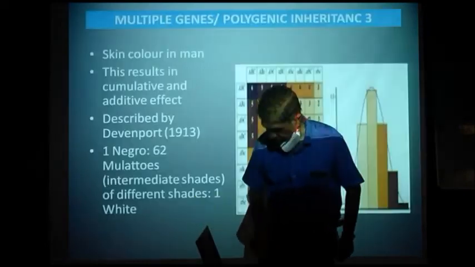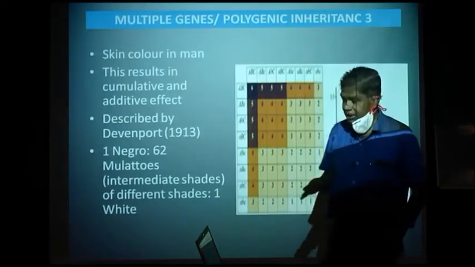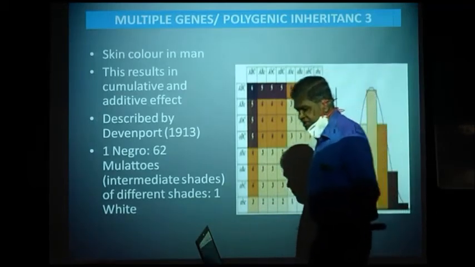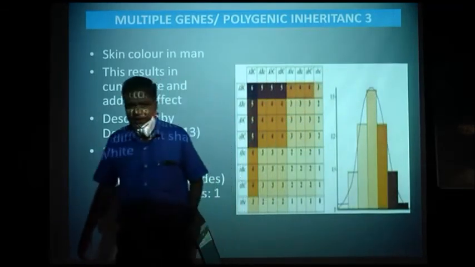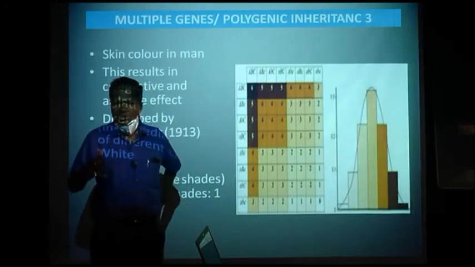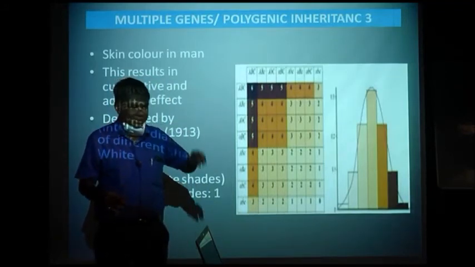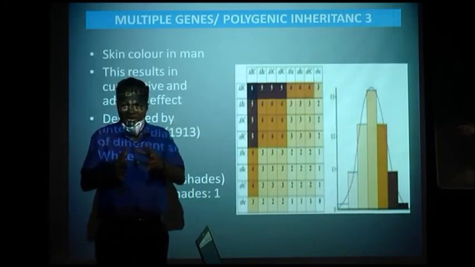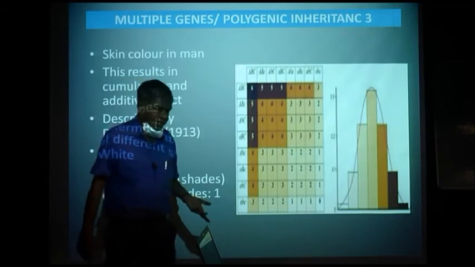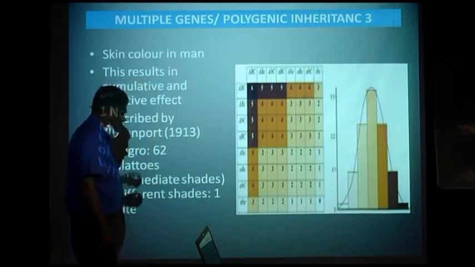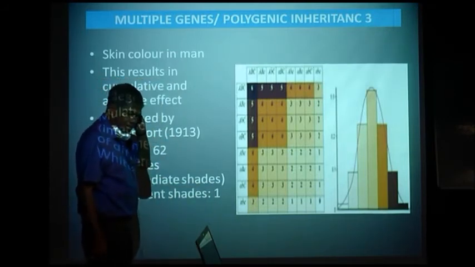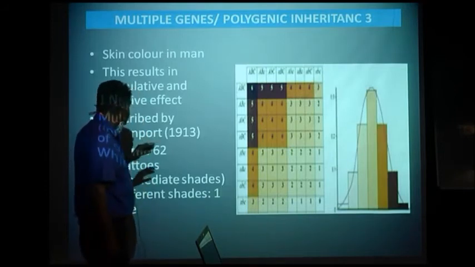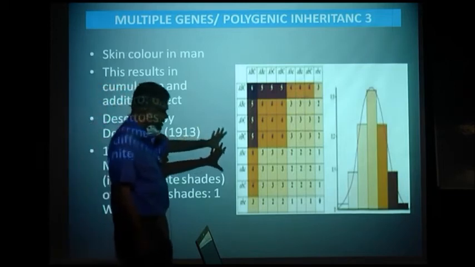Before closing, I want to again give you an idea about polygenic inheritance. Polygenic inheritance is one in which many genes are responsible for one character, and they are located at different positions in the chromosomes, and these genes have a cumulative and quantitative effect. The best example of polygenic or multiple gene inheritance is the skin color in man.